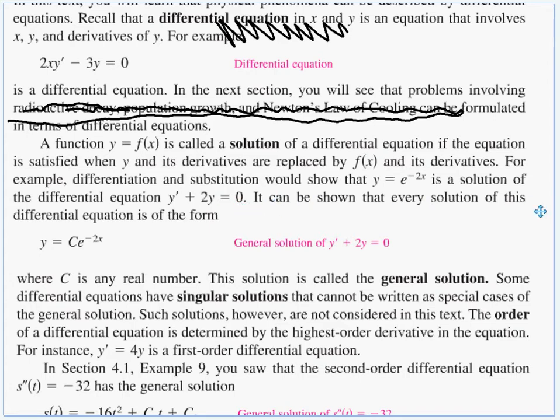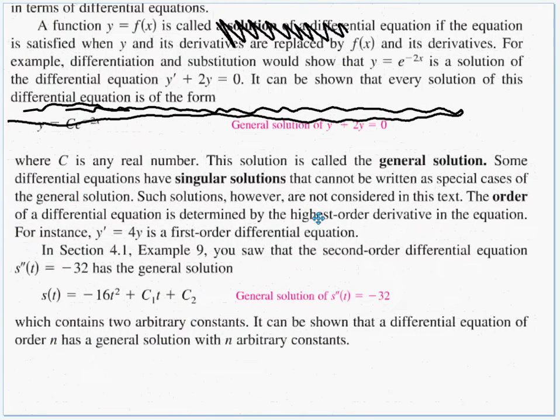And it can be shown that every solution of this differential equation is of the form y equals c e to the negative 2x, where that c, the constant, is any real number. This solution is called the general solution. Remember, that has the c in it, the constant. Some differential equations have singular solutions that cannot be written as special cases of the general. Such solutions, however, are not considered in this text.